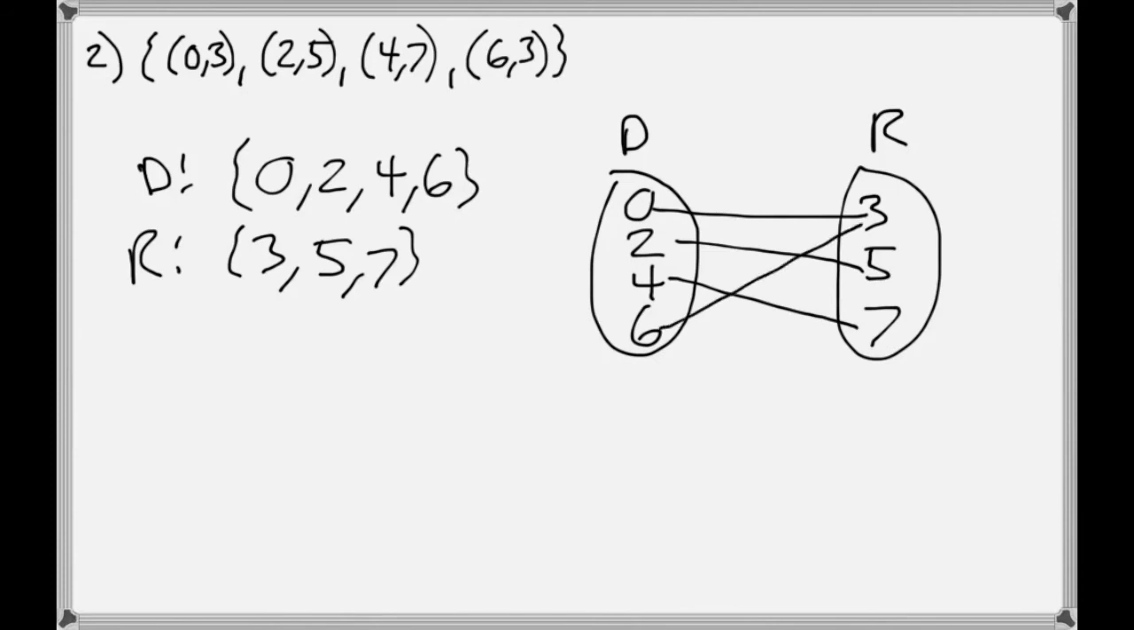Now you'll notice that 3 is getting mapped to two different numbers, but that's okay because it's a y value, it's in the range. So the only issue that you need to look at when deciding if it's a function or not is: is there any x value that's getting mapped to two different values, or are there two lines going to any number in the domain, or in the x values? And there's not. So this would be a function.